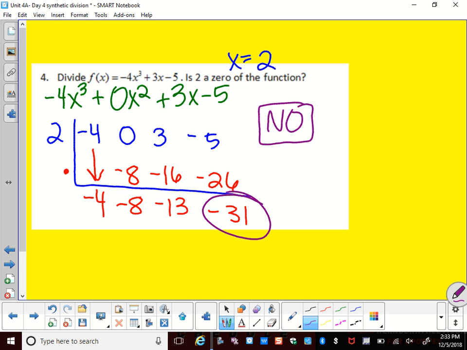Sometimes that happens. Would you still count it? Mhm. Would you count it right?